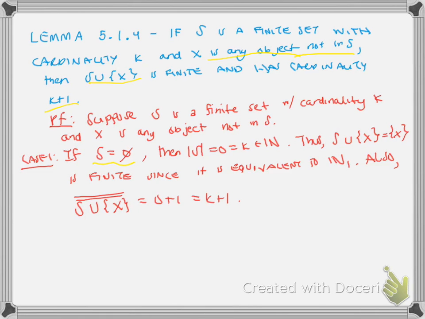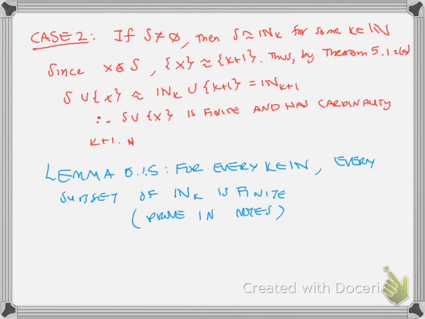So if S is equal to the empty set, then we know the cardinality is 0, which is our k. Thus, if we add another element, S union the set containing x, that's just going to equal the set containing x, which is finite since it's equivalent to N1, right? And also the cardinality, so I use different notation for the cardinality, is 0 plus 1, which is going to be k plus 1. So usually the case where your set is equal to the empty set, that proof should not be too long.